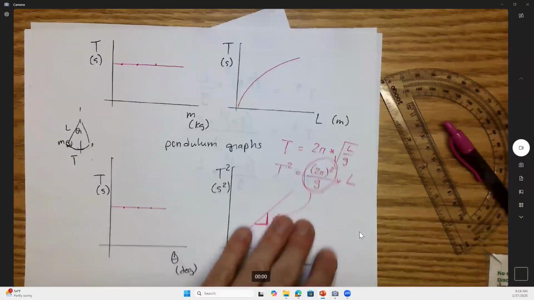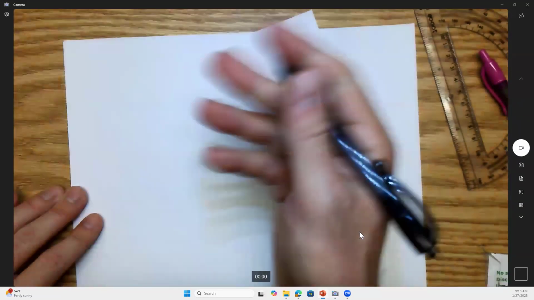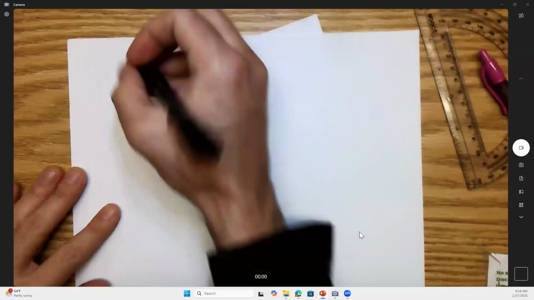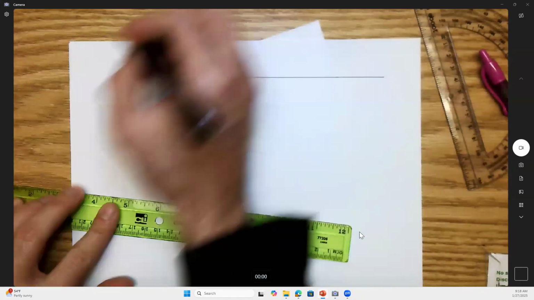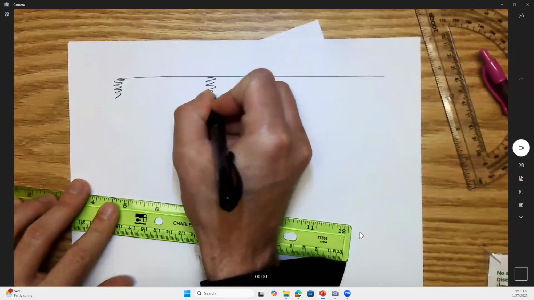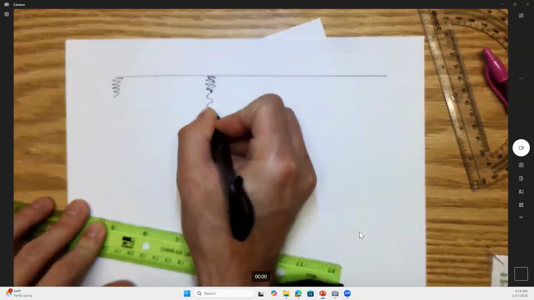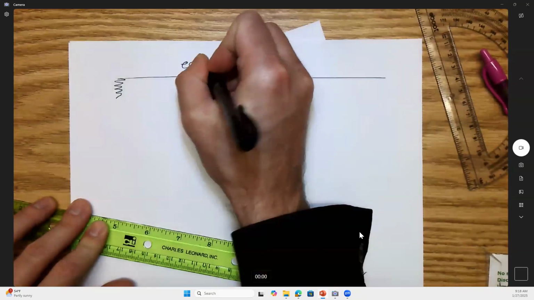This is a good tidbit to know. It might pick you up a couple of points on the AP exam. So how could you determine the equilibrium versus the maximal stretch position? I'm going to draw a spring with nothing on it. Then let's do a spring that's stretched some amount. Let's call this equilibrium.